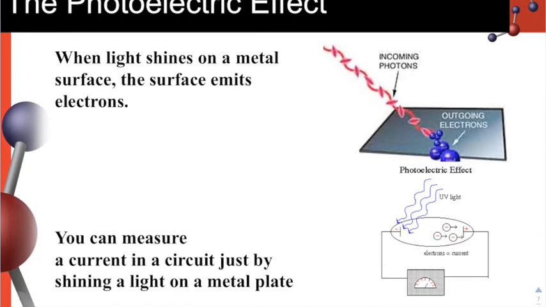Something else you'll read about and we'll talk about in class is the photoelectric effect. And this is Einstein's work. And this basically says when light shines on a metal surface, that surface can emit electrons. And this can actually be measured, and you can actually create a current. And we use this all the time now. Any sort of light meter, of course, solar cells now, and solar energy is all based on this.